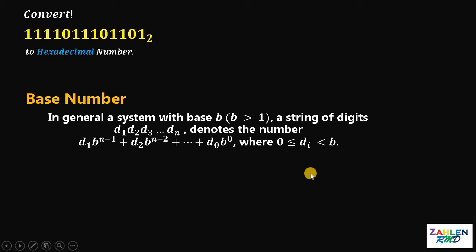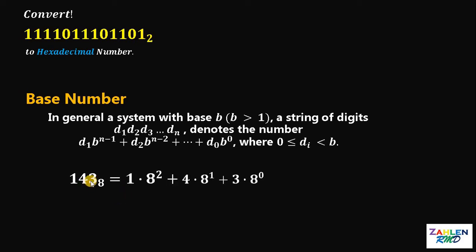less than b. Now for example, this number is read as 143 base 8, meaning this number is in base 8. And in decimal, we can represent this number as follows. We have 3, the last digit, multiplied by 8 raised to 0. For the second digit, 4 multiplied by 8 raised to 1. The third digit, we have 1 multiplied by 8 raised to 2.